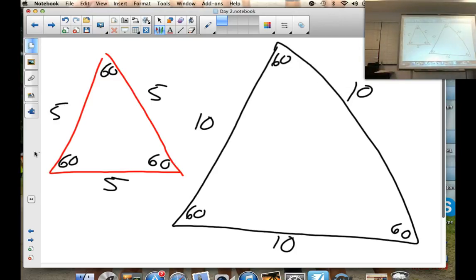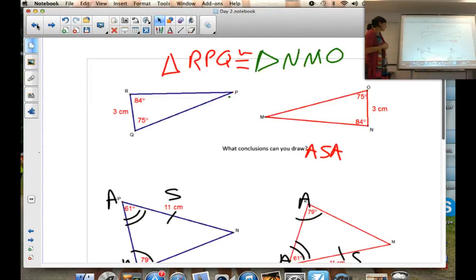No, they're not. For equiangular triangles, yes, all the angles are congruent, but I could have a really, really tiny triangle, or I could stretch it out and make a big one. So angle, angle, angle is not a triangle congruence. Do not use angle, angle, angle. I will give you one that will try to trick you. Angle, angle, angle is not a triangle congruence theorem. Okay? All right, any questions? No?